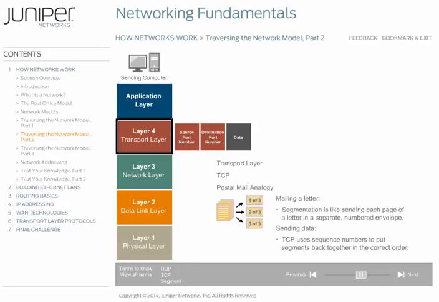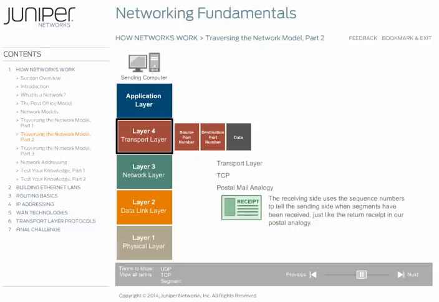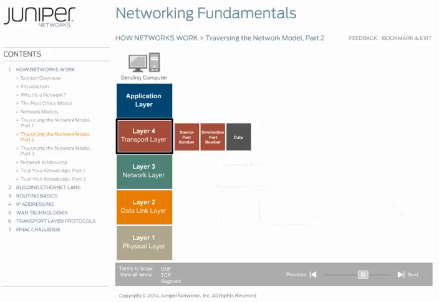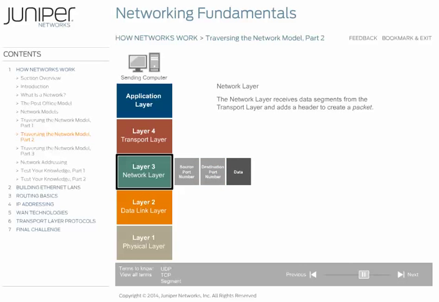On the receiving side, TCP uses the sequence numbers to put the segments back together in the correct order. The receiving side uses the sequence numbers to tell the sending side when segments have been received, just like the return receipt in our postal analogy. If the sending side does not receive an acknowledgement within a reasonable amount of time, it resends the segments. Once this process is complete, the transport layer sends the data or segments down to the network layer, which is also known as Layer 3.